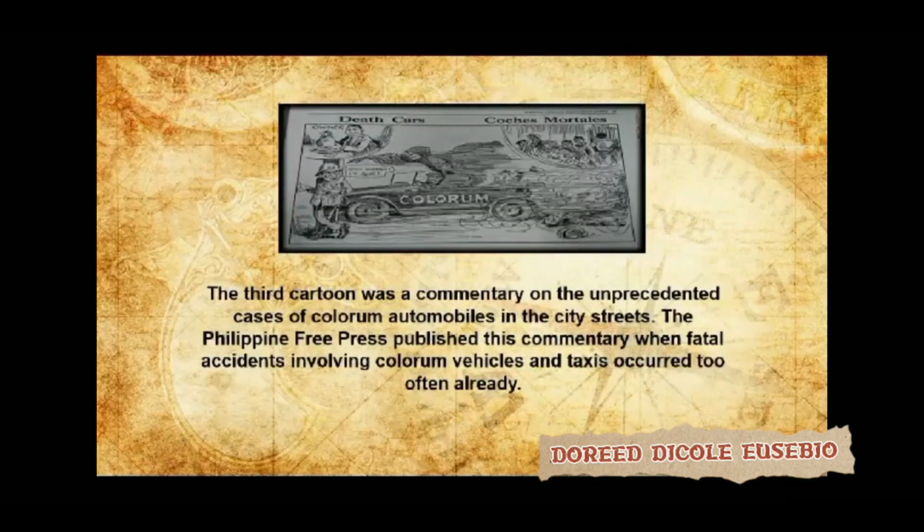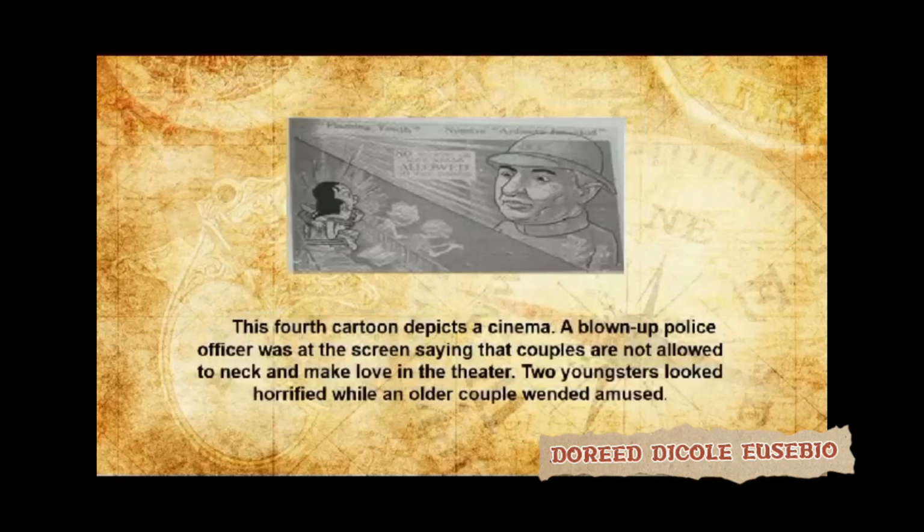The third cartoon was a commentary on the unprecedented cases of reckless automobiles on the city streets. The Philippine Free Press published a commentary when fatal accidents involving reckless vehicles and taxis occurred too often already. The fourth cartoon depicts a cinema. A police officer was on the screen saying that couples are not allowed to neck and make love in the theater. Two youngsters looked horrified while an older couple vented abuse.